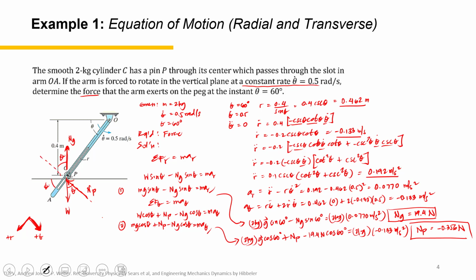And that is the correct free body diagram. And since the question is the force that the arm exerts on the peg at the instant the angle is 60 degrees, then the only true answer or the only required force is that of NP. Okay, so that is the only force exerted by the arm against the peg at 60 degrees, and that is 0.356 Newton.